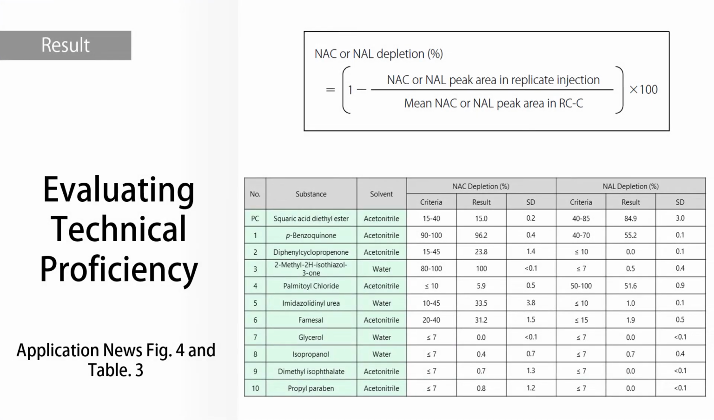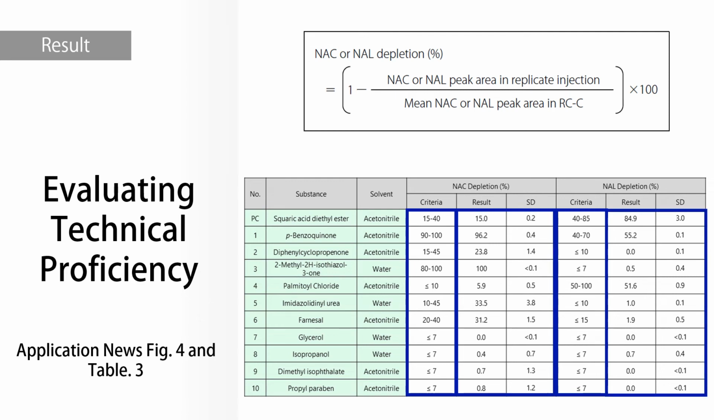The reduction rates of NAC and NAL were calculated for 10 evaluation compounds listed in the OECD. This is the equation for the reduction rate. The technical proficiency evaluation is passed if the reduction in NAC and NAL are within the prescribed reduction rates for the given substance. In addition, the standard deviation should be 10% or less when the analysis is repeated 3 times. For the system suitability check, standard values should be met for at least 8 out of 10 evaluation compounds. In this case, all 10 compounds met the criteria.